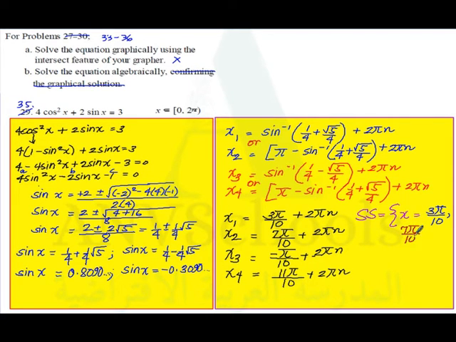Okay, because that's less than 2 pi. Negative pi over 10 couldn't be, because it should begin from 0, so we have to get the next revolution of this. The coterminal after one revolution would be 19 pi over 10. And lastly, we will have 11 pi over 10. So these are the answers.